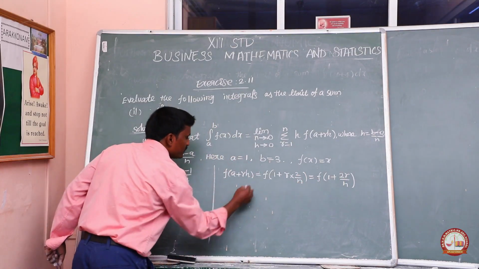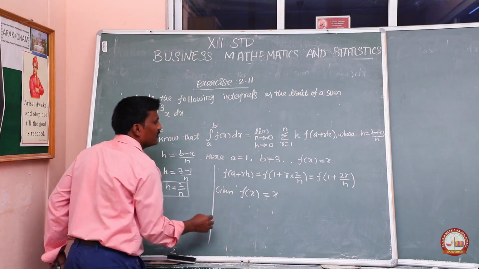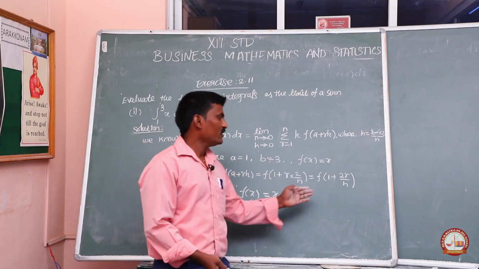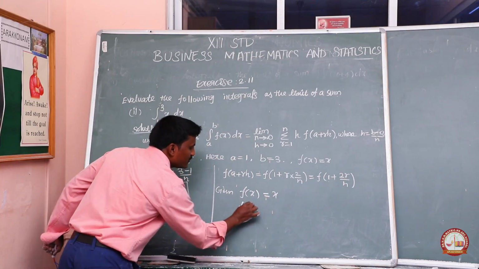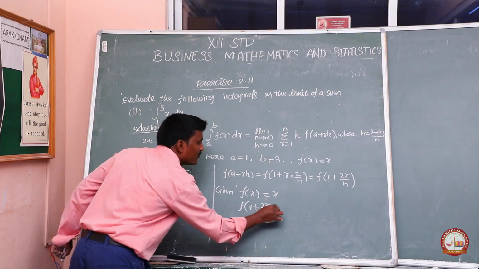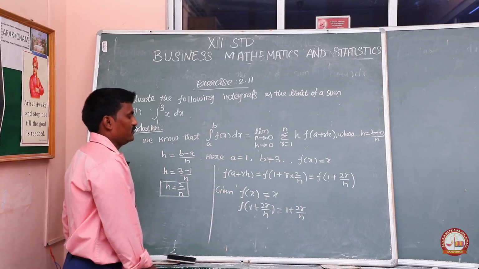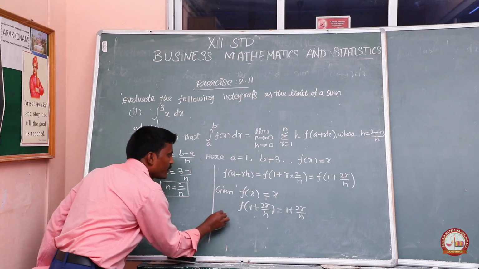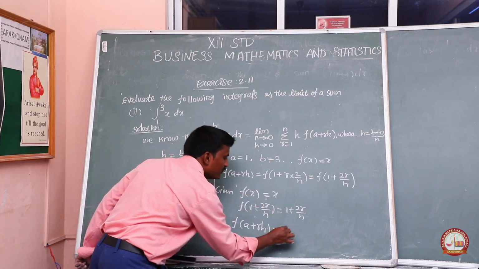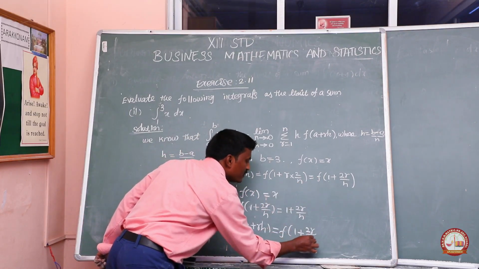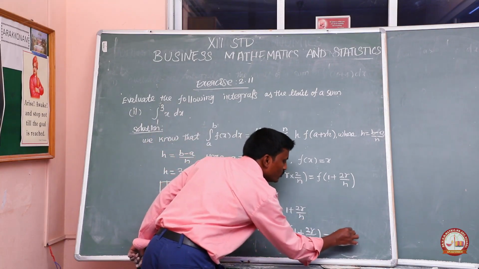Therefore, the value of function is f of x equal to x, given. The function is f of x equal to x, to find f of x, x equal to 1 plus 2r by n. Therefore the value of x is 1 plus 2r by n. Therefore f of a plus rh equal to f of 1 plus 2r by n equal to 1 plus 2r by n.